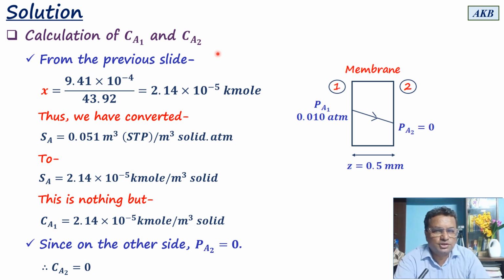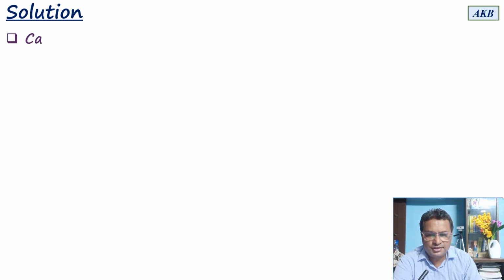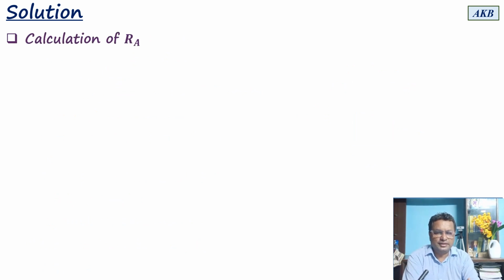When you actually solve this problem, you can do it by omitting some steps. I have discussed those steps over here so that you can understand. Now we have Ca1 and Ca2. Now let us go to step 2. In step 2 we are supposed to calculate the rate.